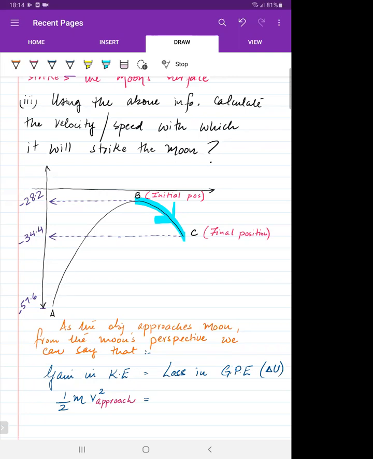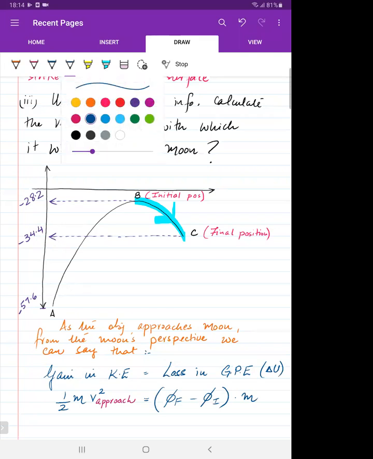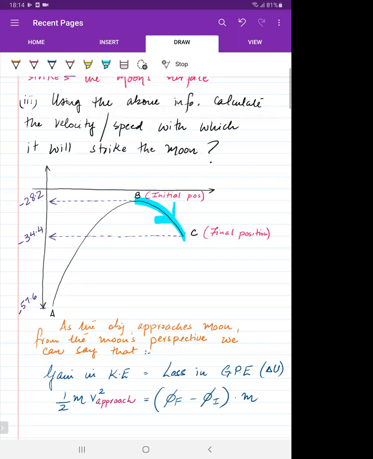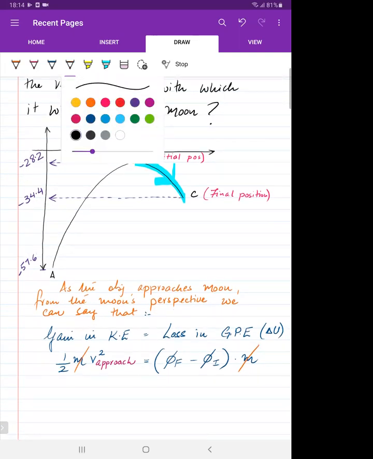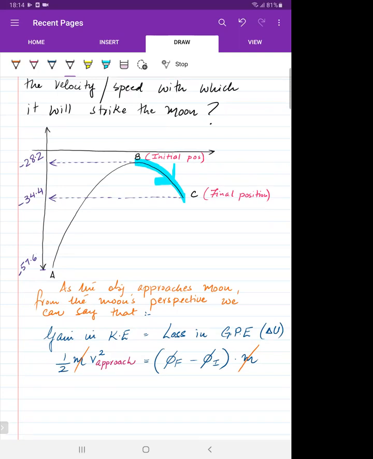Loss in gravitational potential energy should be, once again, final value minus the initial value, into m. तो अली मैं अभी मूव करता हूँ, स्क्रॉल अप कर देता हूँ ताकि you can see the numbers. But just let me get through with the statements.